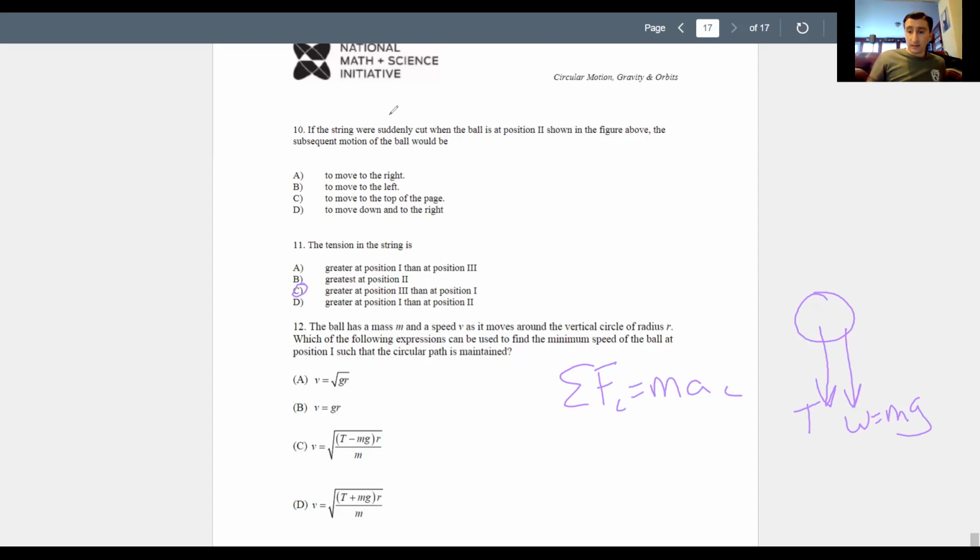So when looking at this, that means to find the minimum speed here, my tension is going to be 0. So if I look at that, I'm going to have my weight, mg, equal to mass times v squared over r. So if I solve that for v, these masses cancel out. I get square root of gr equals v. Letter A. So your answer.